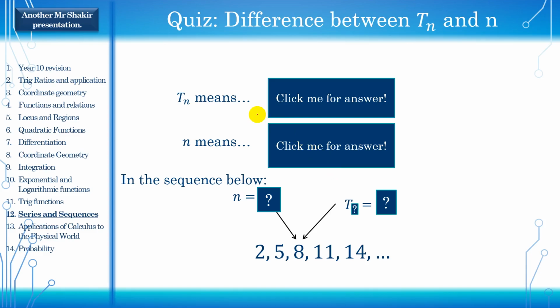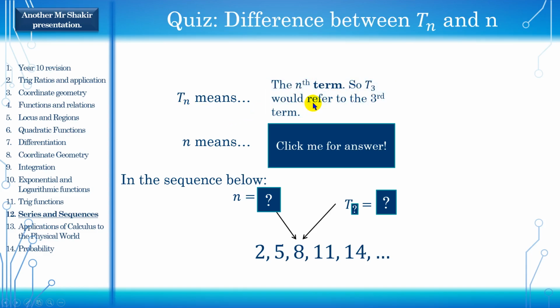Okay, so just a quick revision. Please try and answer these yourself before you give these a go. And I guess all I'm really saying is, what does t of n mean? Pause the video, give it a go yourself. Okay, t of n, and the answer is the nth term. So t of 3 would refer to the third term. t3 is the third term.